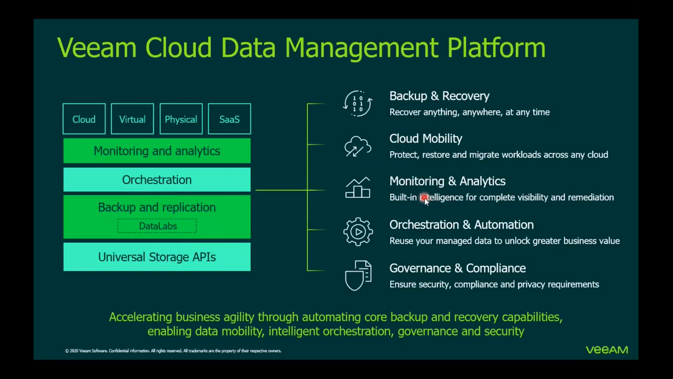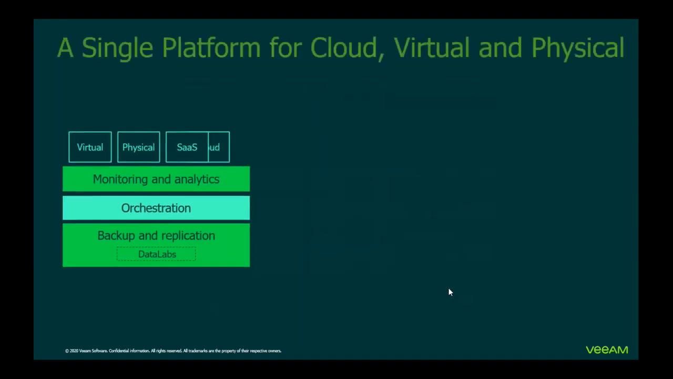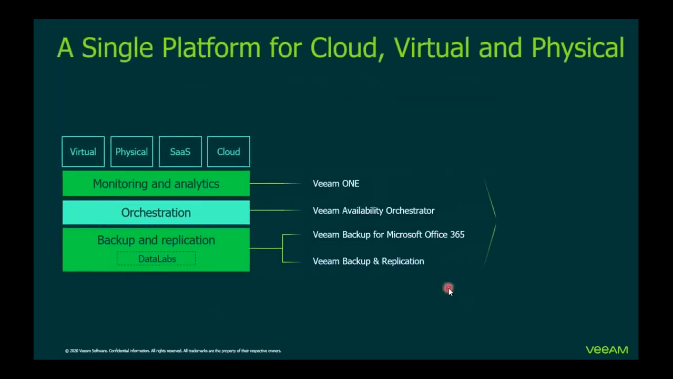Then it has inbuilt monitoring and analytics. Using Veeam ONE, we can utilize our Veeam ONE built-in intelligence to forecast your infrastructure, how it is behaving. Orchestration and automation is being done using Veeam Availability Orchestrator. And governance and compliance, we have already talked about it. It's for GDPR, right? So now let's talk about what exactly it does.